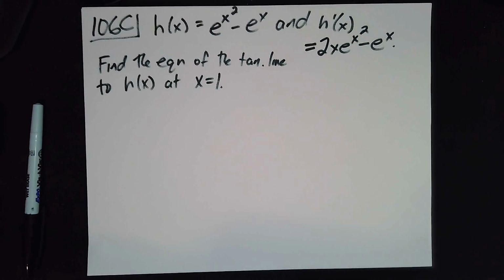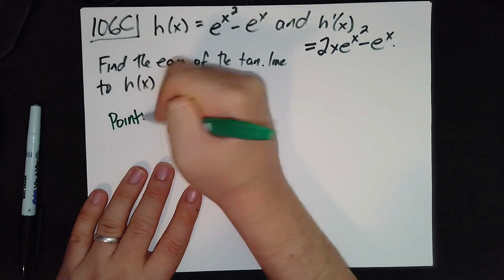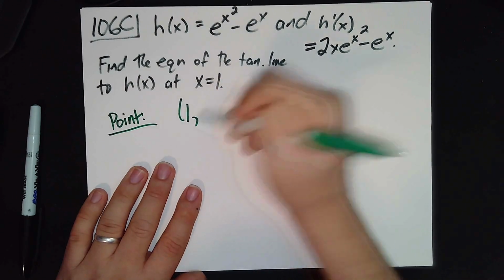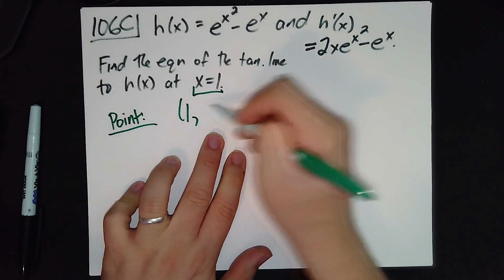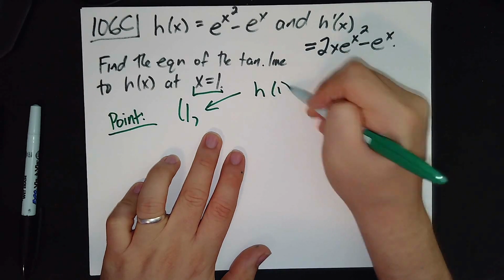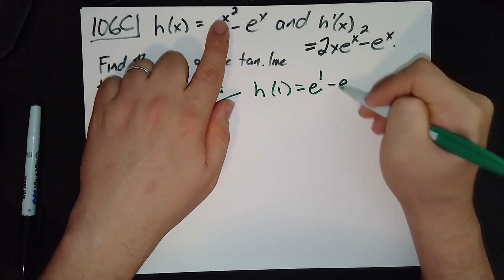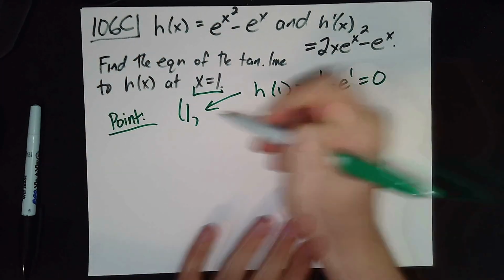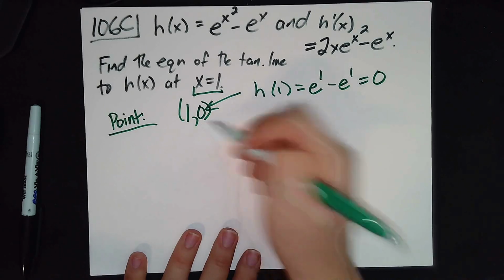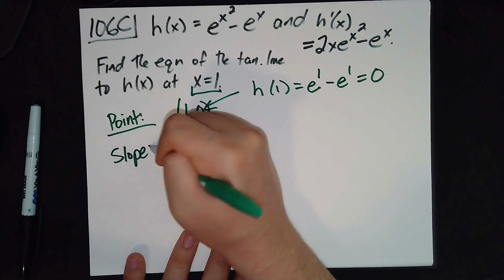Okay. So to do that, I need 2 things. I need a point and I need a slope. Okay, so the point has x-coordinate 1, that's given. The y-coordinate here is supposed to be h of 1, which is e to the 1 squared, which is just e to the 1 minus e to the 1, which just happens to be 0. So the point here is 1, 0. That is my point.